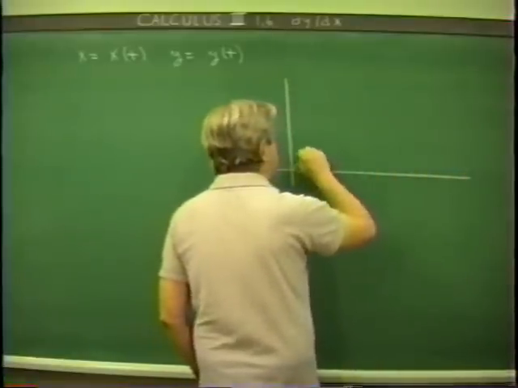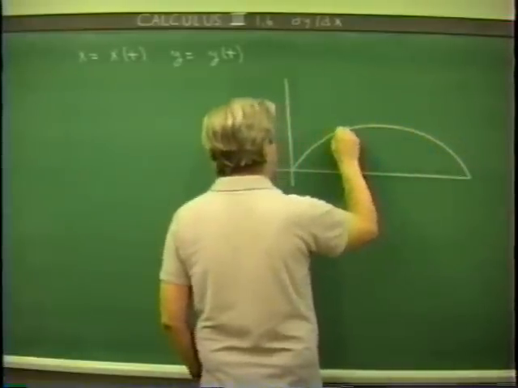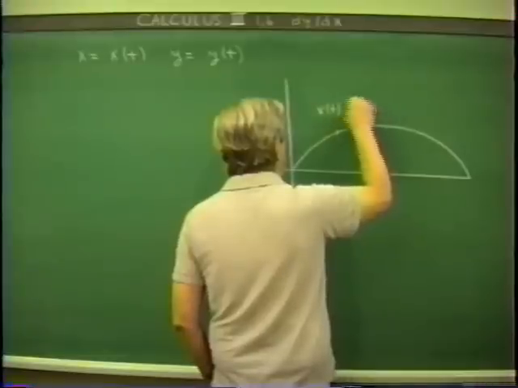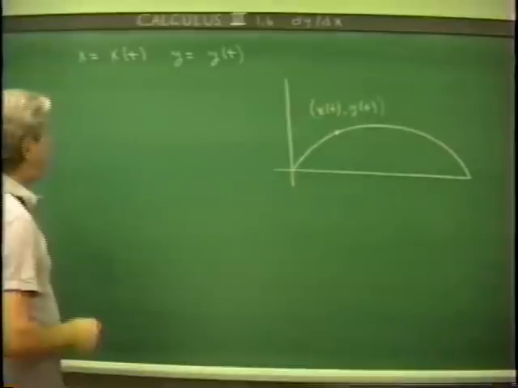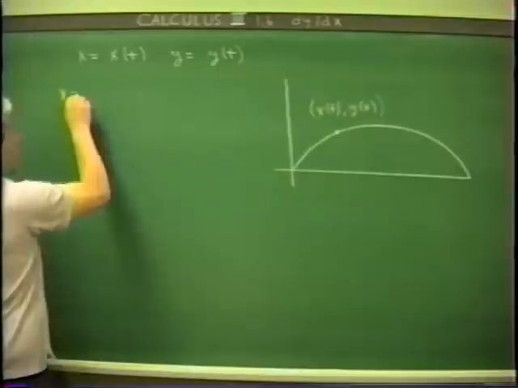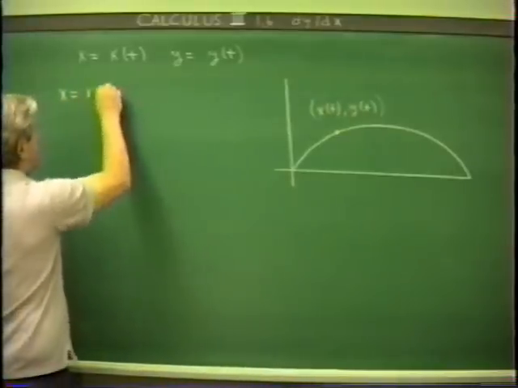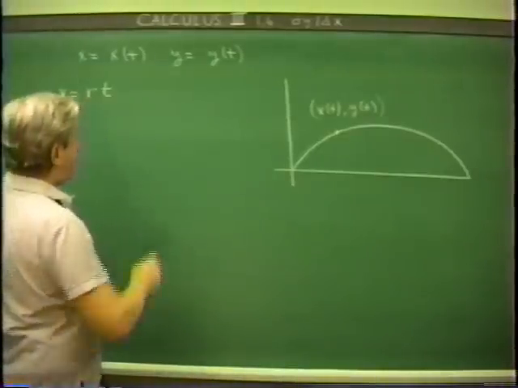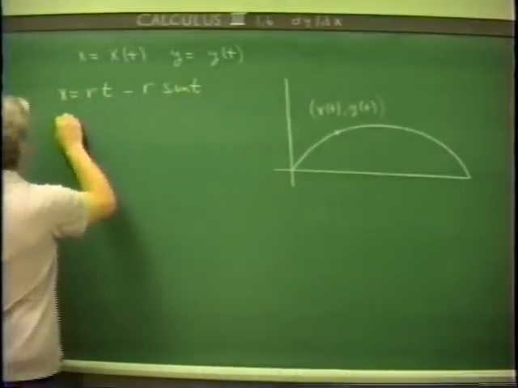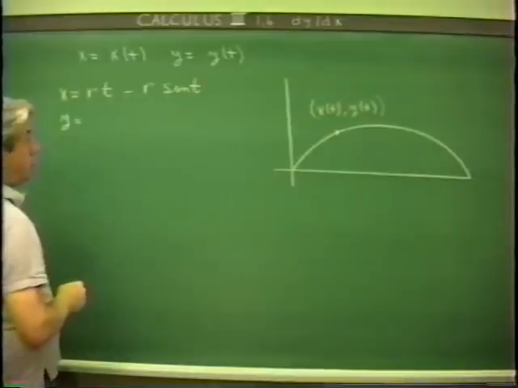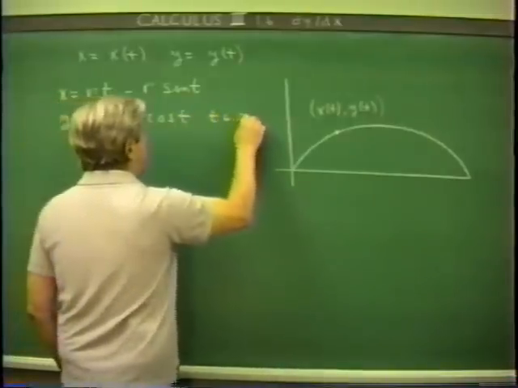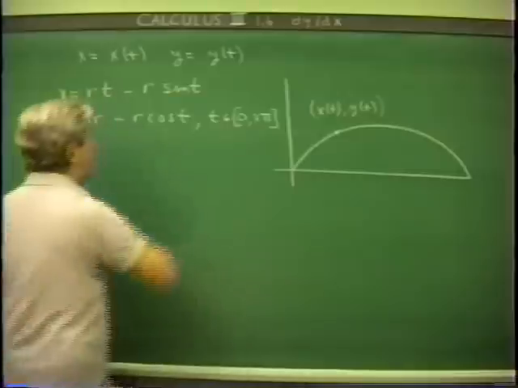Let's take a look at the cycloid again and use it as an example. This looks something like this, perhaps. And this is the point x of t, y of t. Right? Here, where the x coordinate is given by r times t minus r sine t, and the y coordinate is given by r minus r cosine t. t here in this case between 0 and 2 pi.